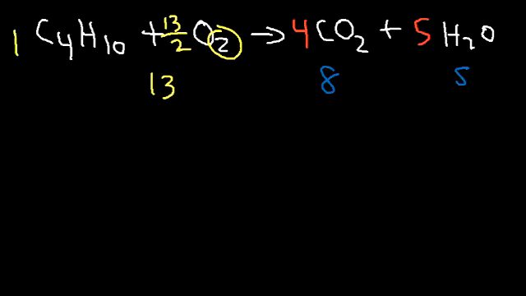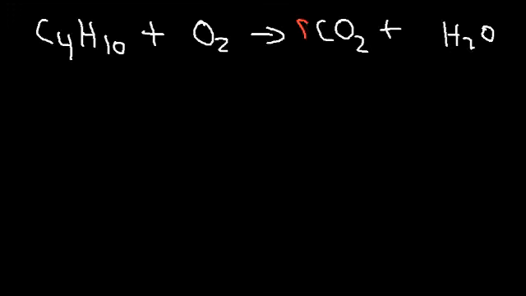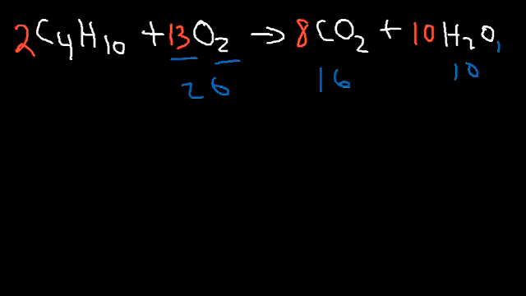So now the reaction is balanced, but using fractions. So we need to multiply everything by 2 to get rid of the fractions. So this is going to be 8, that's going to be 10, this is going to be 13, and this is going to be 2. So we have 8 carbon atoms on both sides, 20 hydrogen atoms, and here we have 16 oxygen atoms, and here 10 times 1, that's 10, and 13 times 2 is 26. And 10 plus 16 is 26, so the number of oxygen atoms are also equal on both sides.